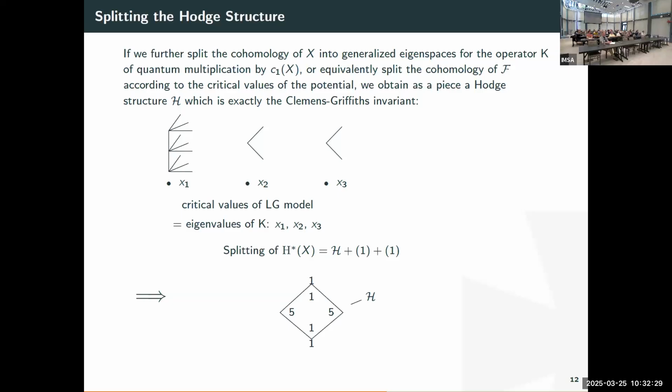In this particular case, 2 are this 1 and 1 corresponding to H0 and H6. And then this big piece, which looks like the whole diamond of the genus-5 curve, is the 3rd piece of this splitting, and the splitting comes from different singular fibers in the corresponding Landau-Ginzburg model. So we have a splitting of the whole diamond into three pieces, and each of these pieces corresponds to different singular fibers.